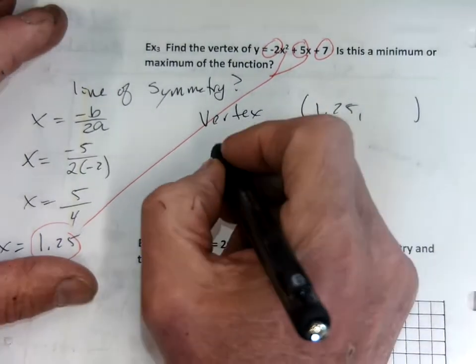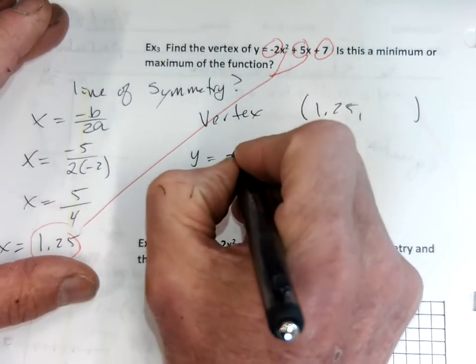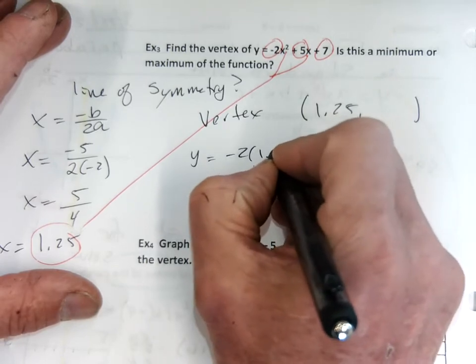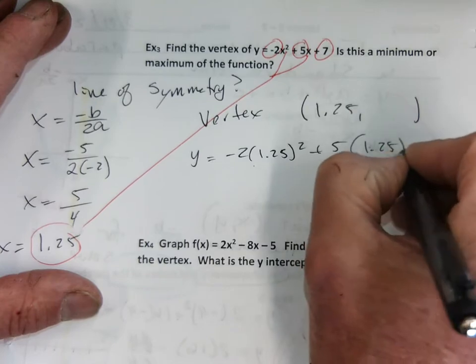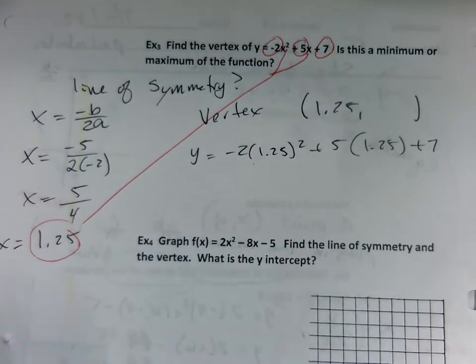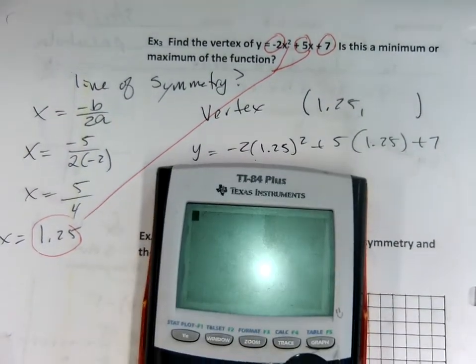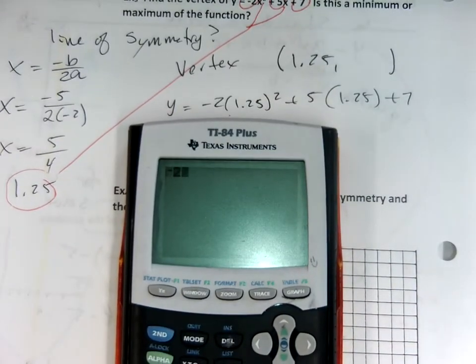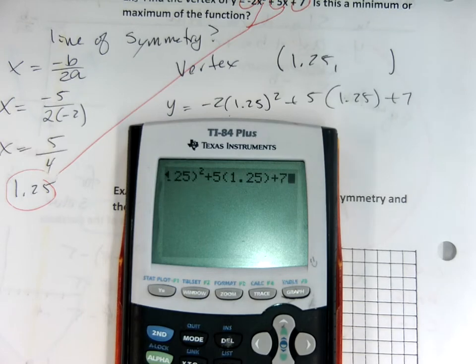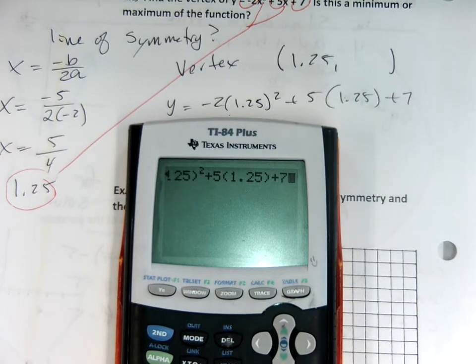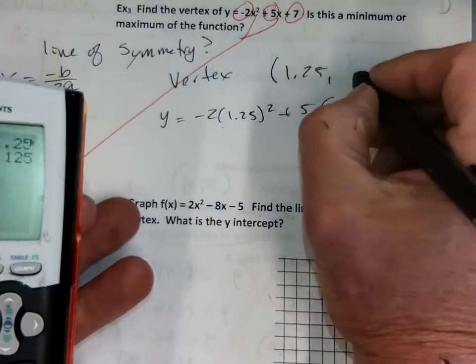So okay, I'm going to go y equals negative 2 times 1.25 squared, plus 5 times 1.25, plus 7. I really believe in calculators. Let the calculator do the work. Seriously, check this out. Negative 2, parentheses, 1.25 squared. Plug it in. Plus 5 times, plug it in, 1.25, plus 7. Isn't that sweet? Let the calculator do the work, right? Boom. About a 10.125.